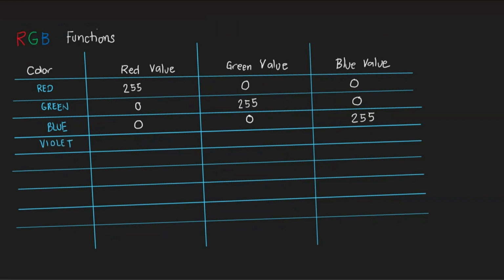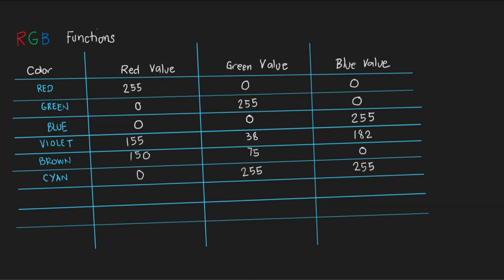Now let's have violet. It needs 155 of red, 38 of green, and 182 of blue to produce this color. To obtain brown, we need 150 of red, 75 of green, and 0 of blue. To produce cyan, we need 0 of red, 255 of green, and 255 of blue.